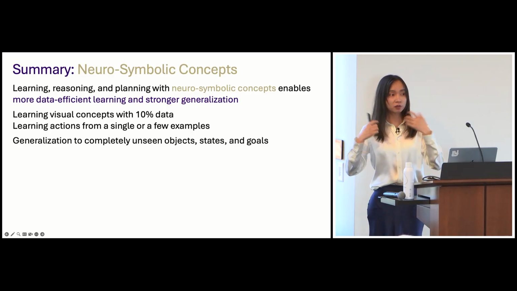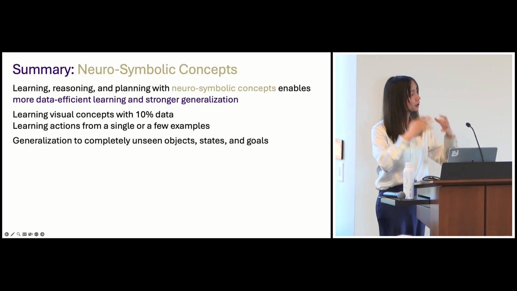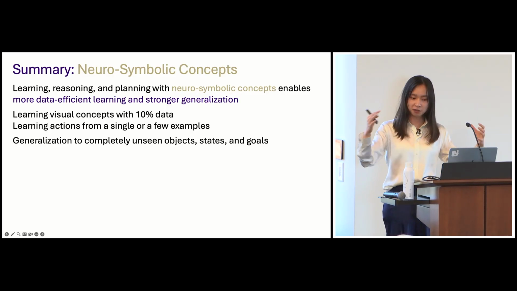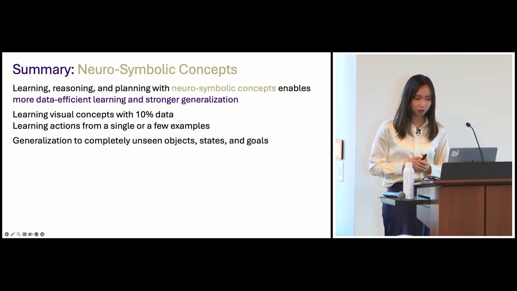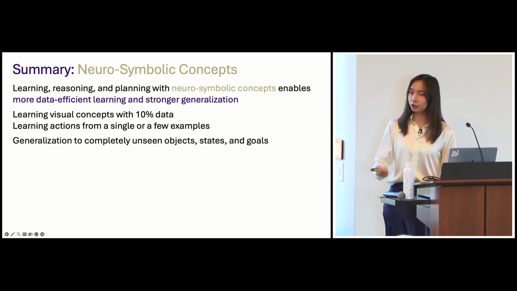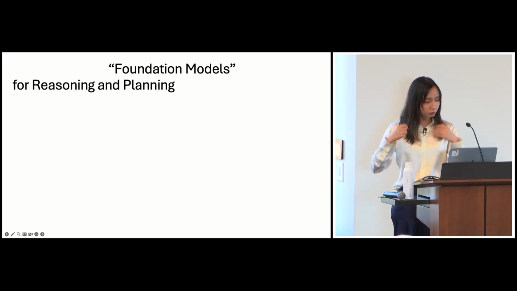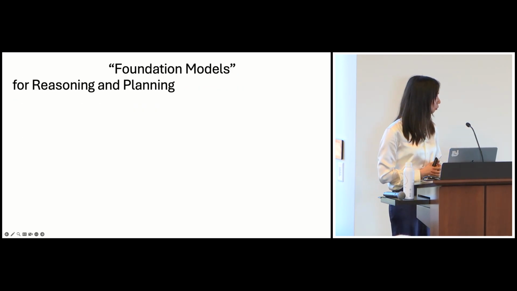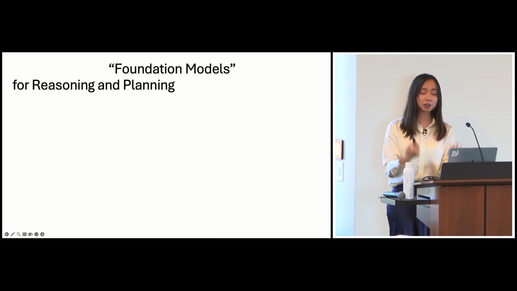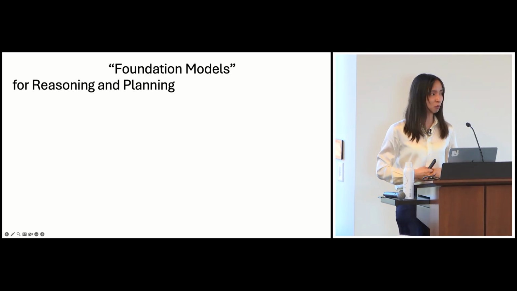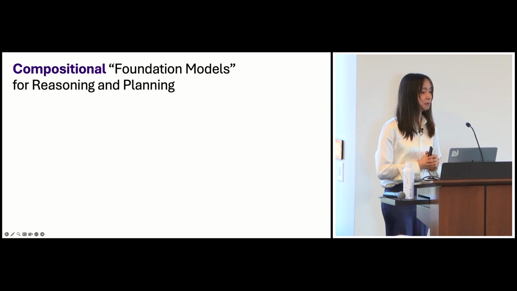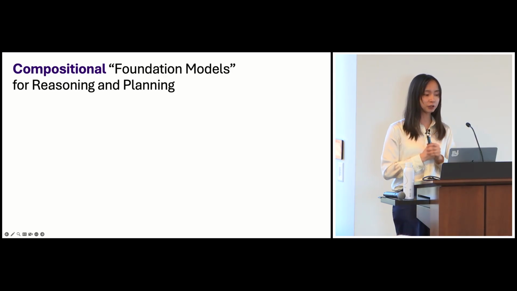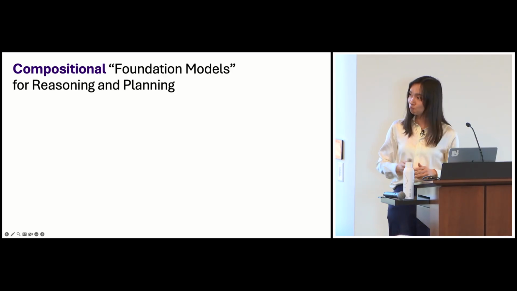But so far, all those things still only work for a relatively small domain, maybe a particular house, or in this example a particular kitchen. So if we want to move forward, I believe we need to think about how we can scale up this kind of approach to be a foundation model for reasoning and planning, and this is something I'm willing to do in my future work. In particular, I'm interested in building this approach into a compositional foundation model for reasoning and planning purposes.